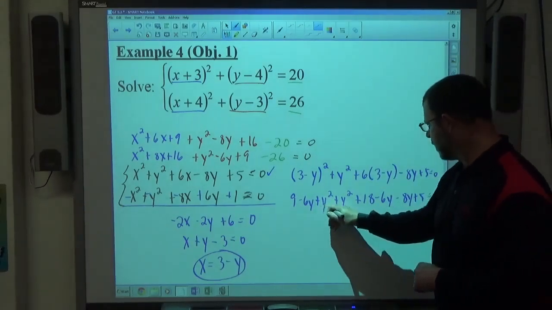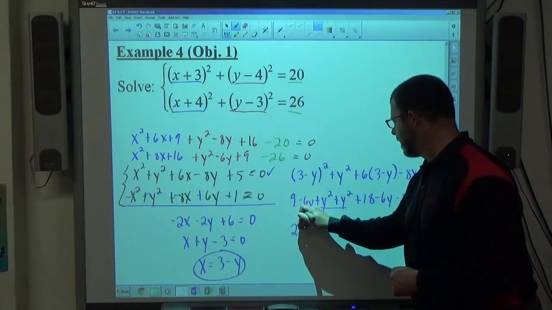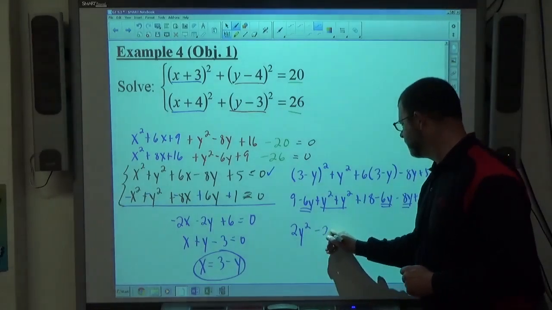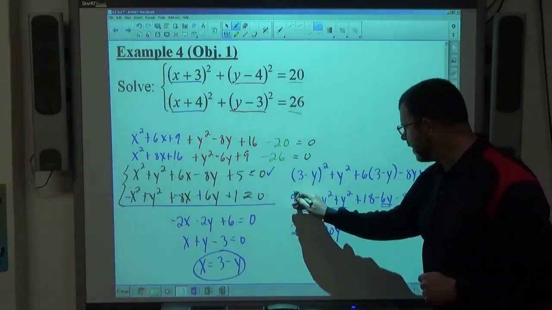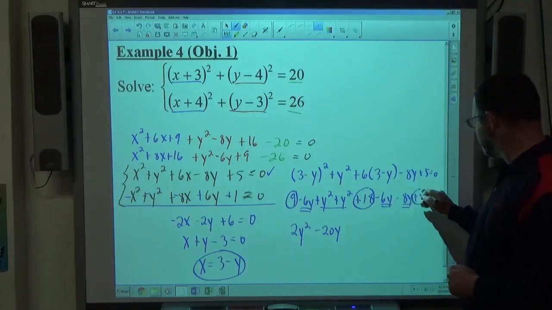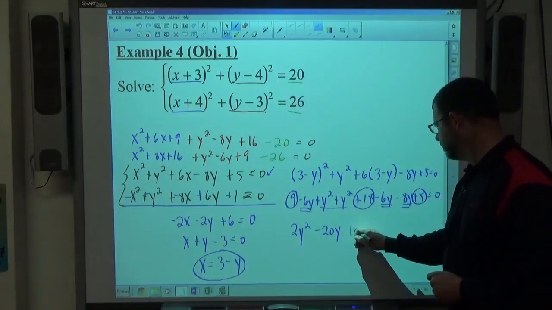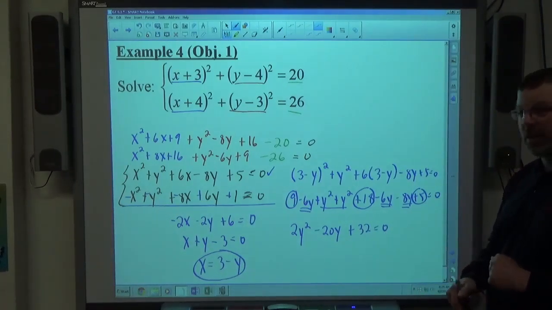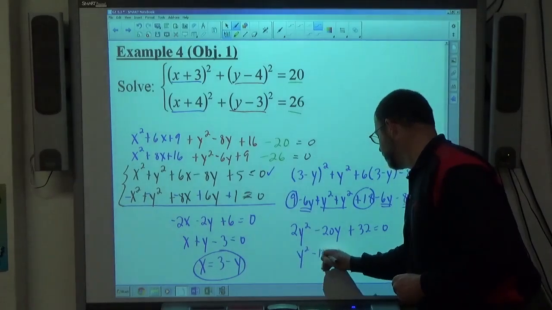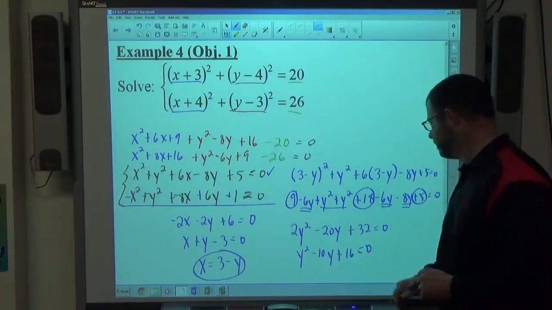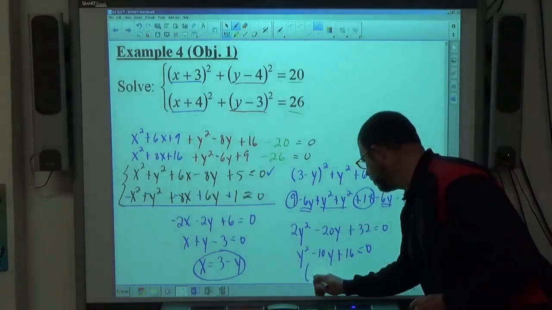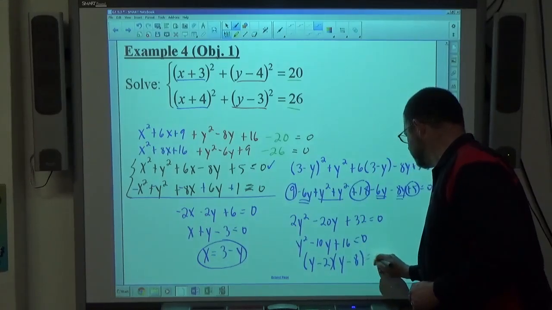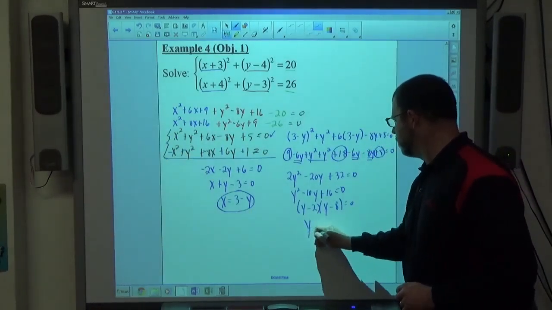Altogether I've got 2y². I've got −6y, −6y, −8y, a total of −20y. And I've got 9 plus 18 plus 5, which is 32. Everything's even, so I divide by 2. y² − 10y + 16 = 0. Factoring, (y − 2)(y − 8) = 0. So y has to equal 2 or 8.